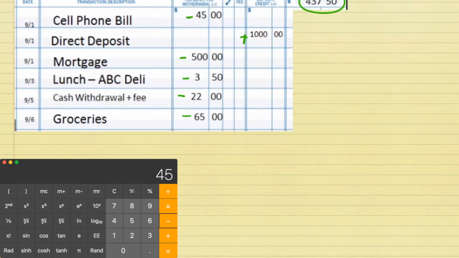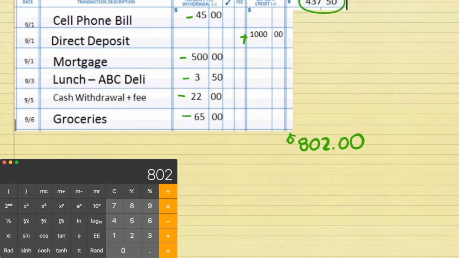Let's subtract my first $45 payment. Let's add my $1,000 paycheck. We're going to subtract my $500 mortgage. That's the house payment. We're going to subtract the $3.50 for the deli. We're going to subtract the $22 for the cash withdrawal. And we're going to subtract the $65 for groceries. And what we're left with is $802. Whoa, wrote that wrong. 802.